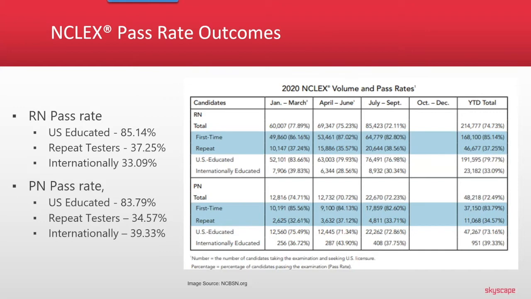What is important about this information? First of all, what it tells us is that our US educated RNs and PNs, first-time test takers, have the highest probability of success when taking the NCLEX exam. When you look at other categories of students, whether that's a repeat tester or a student that is internationally educated, you can see that the rate of success is cut by more than half compared to the first-time US educated nurse.